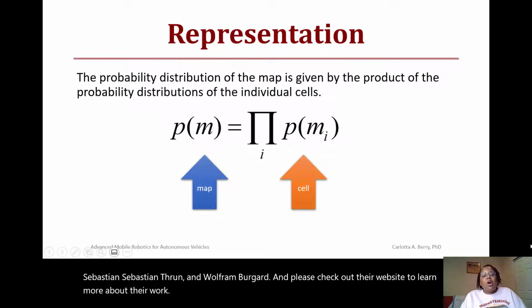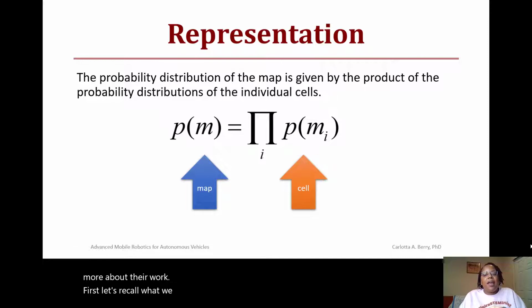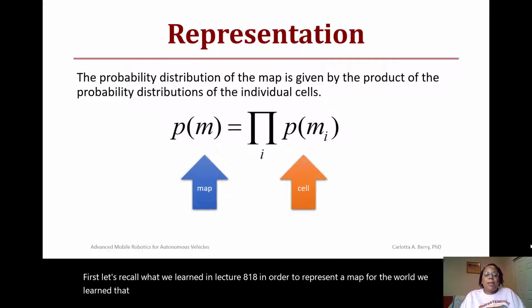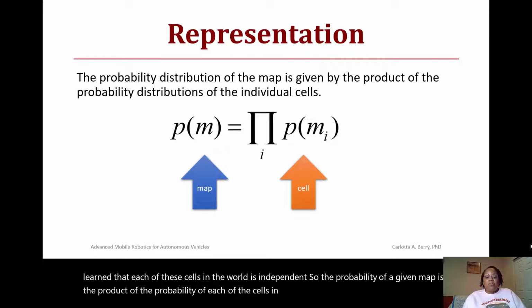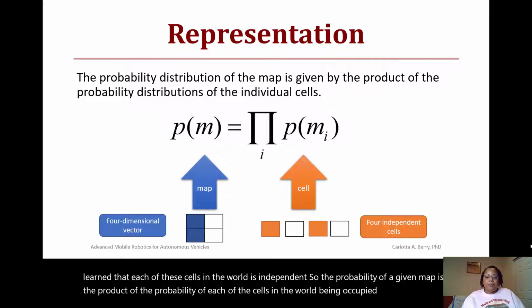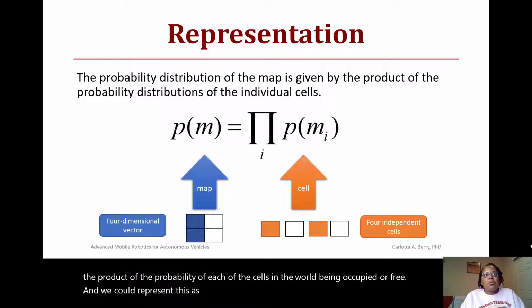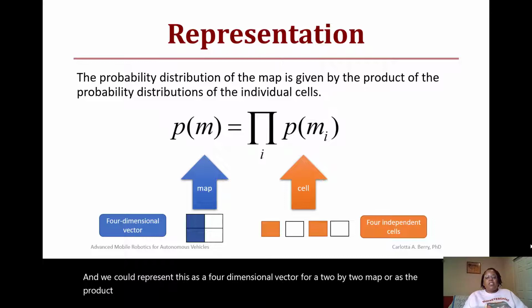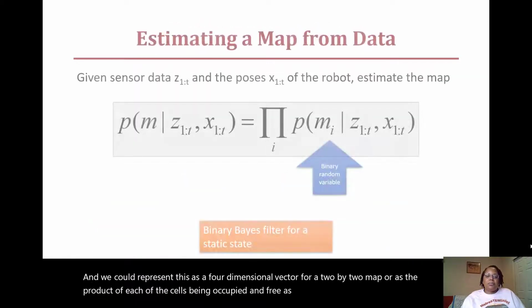So first, let's recall what we learned in Lecture 8-1A. In order to represent a map for the world, we learned that each of the cells in the world is independent. So the probability of a given map is the product of the probability of each of the cells in the world being occupied or free. We could represent this as a four-dimensional vector for a 2x2 map, or as the product of each of the cells being occupied or free as four independent cells.